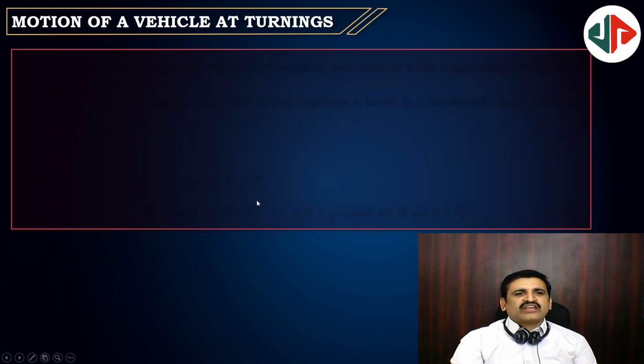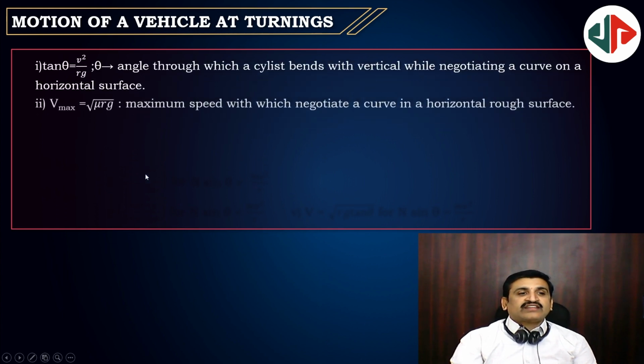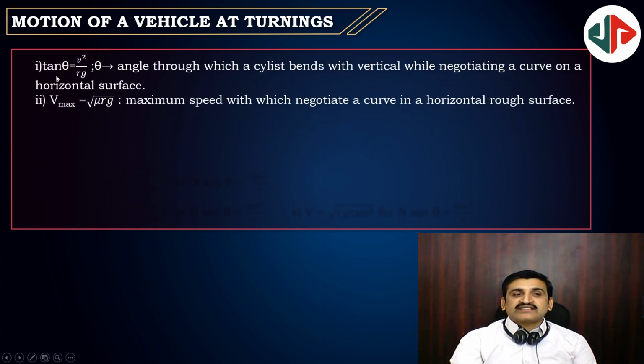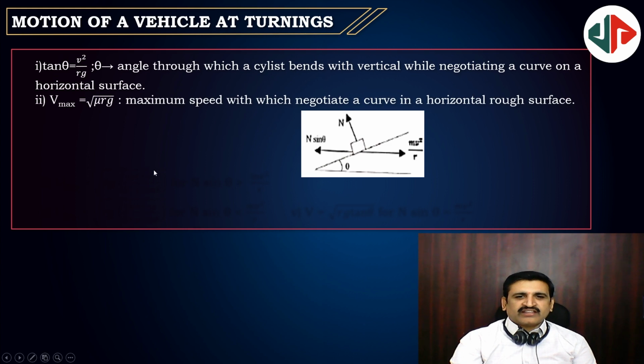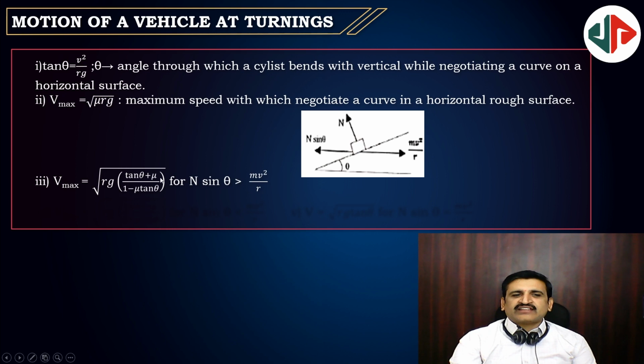Next, motion of a vehicle at turnings: due to centrifugal force it flies off, right? That's why tan theta equal to V square by RG, where theta is the angle of banking. Let me present the entire thing. Banked road: the maximum velocity you can maintain is V equal to square root of RG times tan theta plus mu by 1 minus mu tan theta. This is the maximum velocity on a banked road.